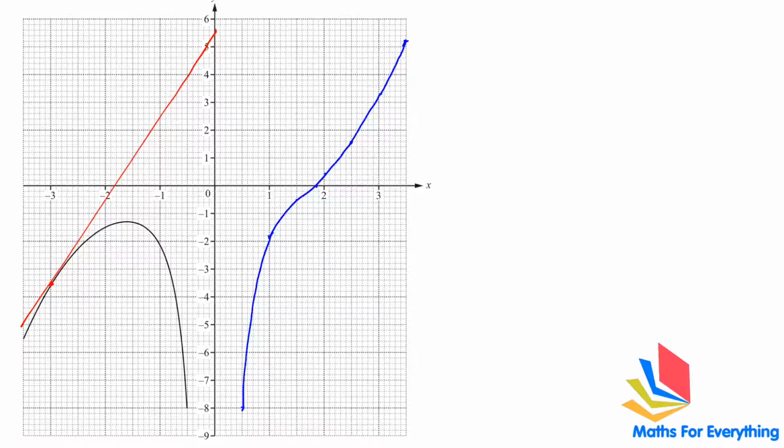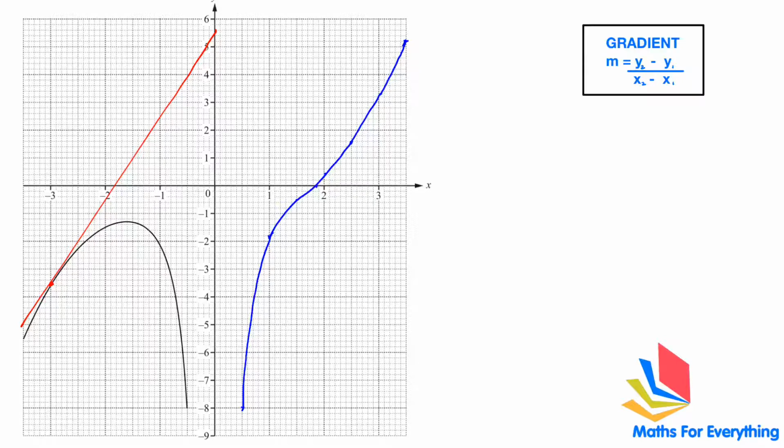Now to find the gradient, we need to use the formula for the gradient, which is y2 minus y1 over x2 minus x1. We need to find 2 points. You can choose any 2 points. I'm choosing this one because it's easier when your x is 0. So the first point is 0 and 5.5. The next point I'm choosing is this, where my y is 0 and my x is -1.8. So this is my y, which I will write first, 5.5 minus 0, and this is my x, so it's 0 minus -1.8.